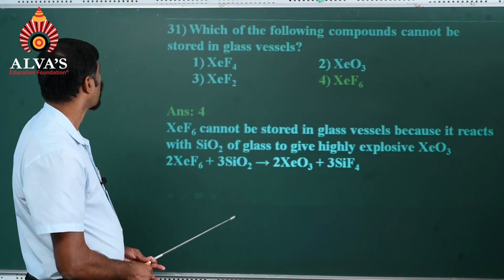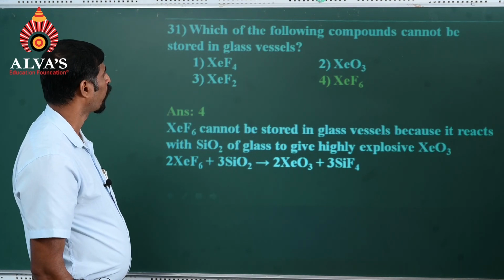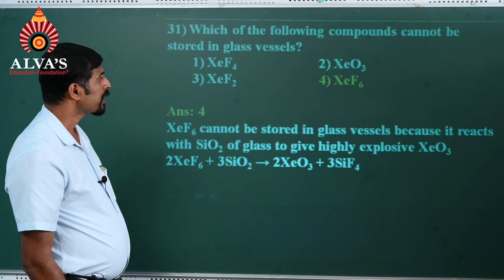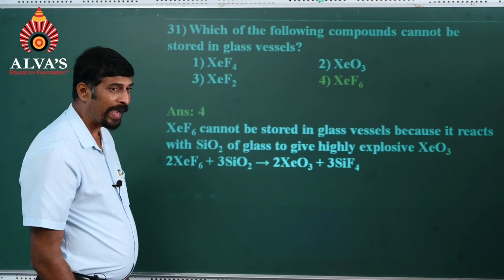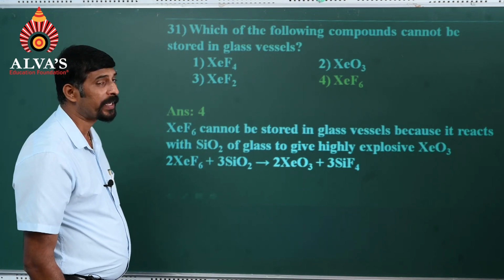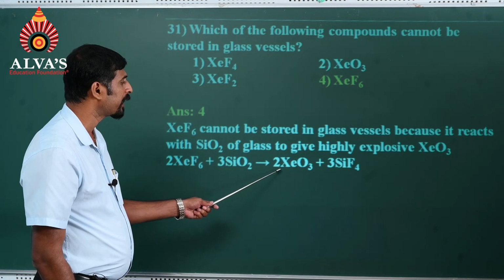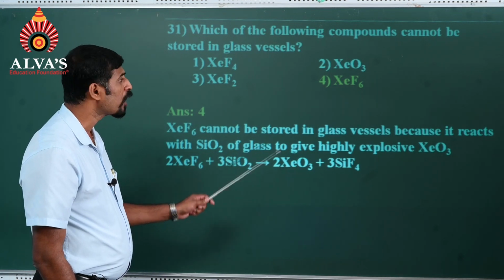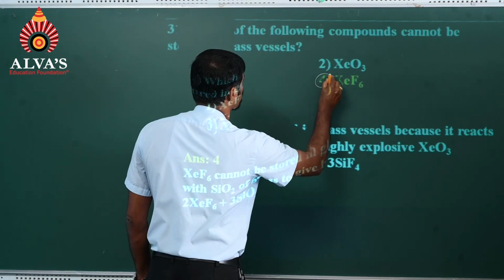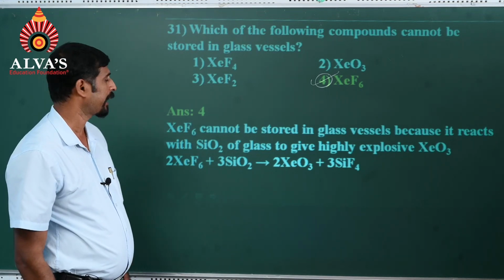Next, move on to question number 31. Which of the following compounds cannot be stored in a glass vessel? That is XeF6. Why? XeF6 reacts with SiO2 present in the glass and forms a highly explosive compound, that is XeO3, and because of that it cannot be stored in a glass vessel. Therefore, option 4 is the right answer.